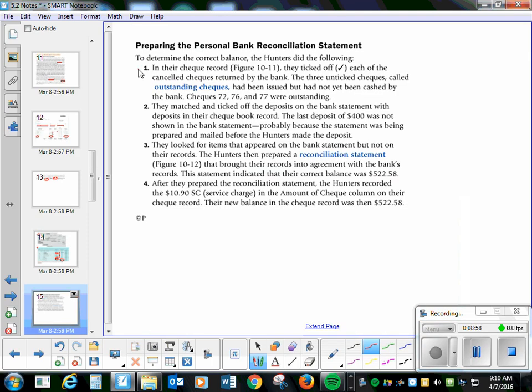Okay, so that's number one. They matched and ticked off the deposits. Okay, we did that as well. They looked for items that appeared on the bank statement but not on their records. The hunters then prepared a reconciliation that brought their records into agreement. So the ones that we've circled haven't gone through the bank yet. And after they prepared the reconciliation statement, they had to record the 1090 service charge.